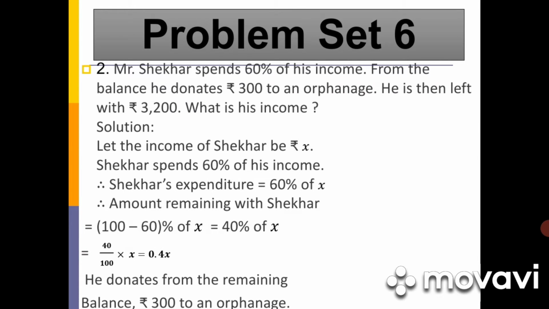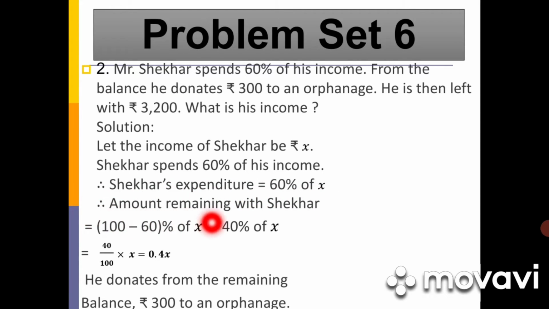Question 2. Mr. Shekhar spends 60% of his income. From the balance he donates rupees 300 to an orphanage. He is then left with rupees 3,200. What is his income? Solution: let the income of Shekhar be rupees X. Shekhar spends 60% of his income. Therefore, Shekhar's expenditure is equal to 60% of X.